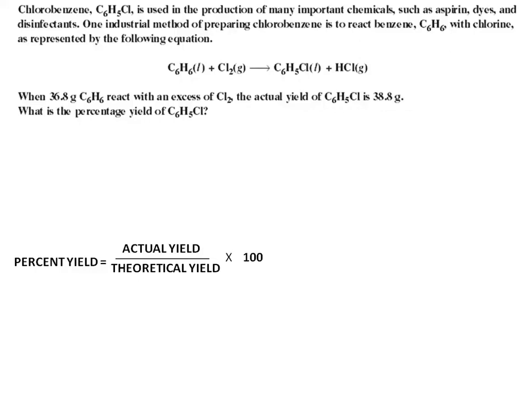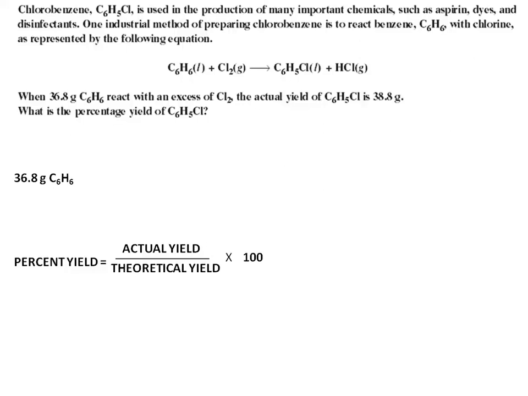Now that we have a balanced chemical equation, we need to start off by writing down what the given value of the problem is. If we skim through this problem, there's only one number, 36.8. Actually, there's two, 38.8. But the first number, the one that talks about how much reacts, that is our given, 36.8 grams of C6H6. So that's the given in the problem. The unknown is the percentage yield of C6H5Cl.